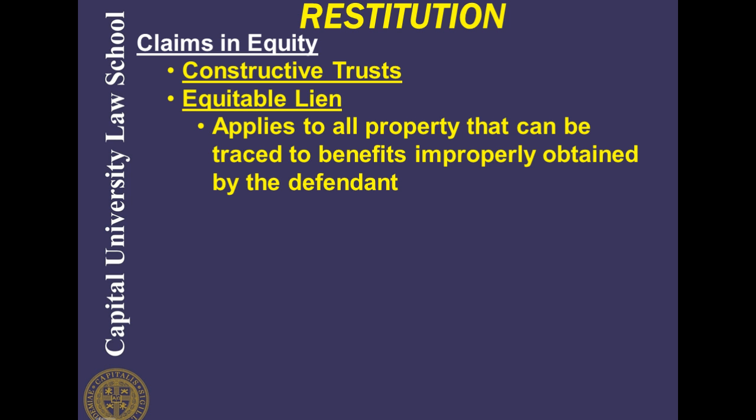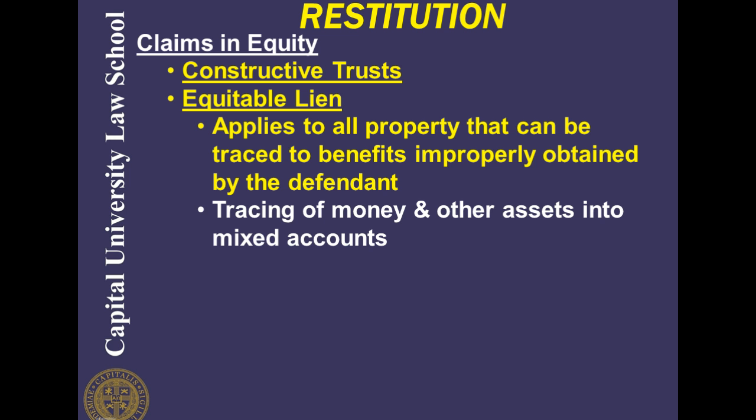Okay, and this applies to all property that can be traced to benefits improperly obtained by the defendant. Tracing allows an equitable claim for constructive trust or an equitable lien to follow through various transactions and to obtain a trust or a lien on the property. And we'll see it playing out in the various cases. This permits tracing of money or other assets into mixed accounts.